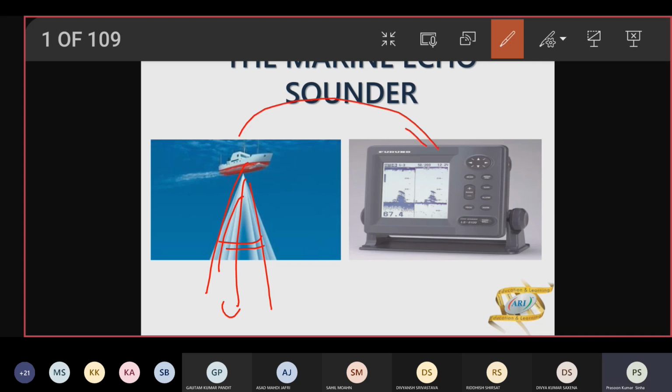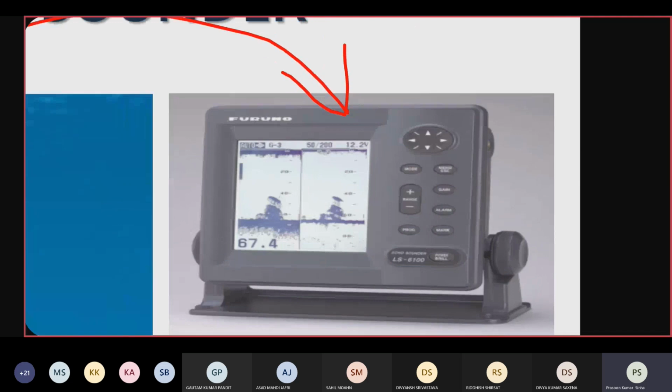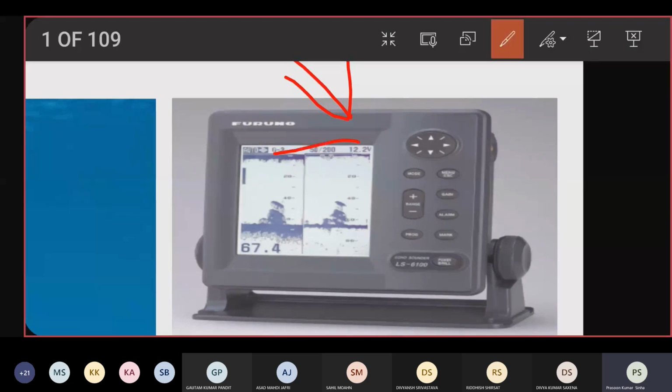On the bridge, what you have is the recorder. As you can see, the recordings are on screen. This is an electronic system, and the recordings are seen on an electronic display. But there can be a paper recorder also, where the recording is done on paper. The processor, the oscillator, all that is in this device.